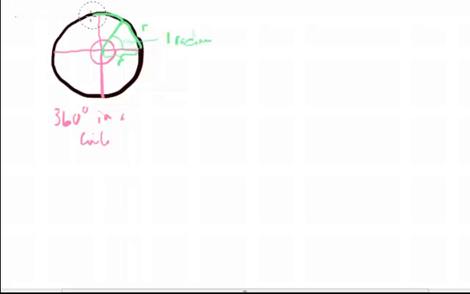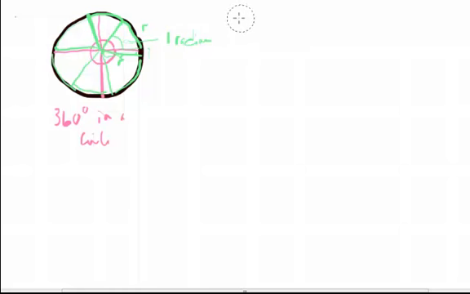Let's keep walking. If that's 1 radian, that's 2 radians. That's 3 radians, just short of 180 degrees. 4 radians. 5 radians. And 6 radians. And there's a little bit left over. So in a circle there's 6 plus a little bit radians. Well, let's figure out how many exactly there are.